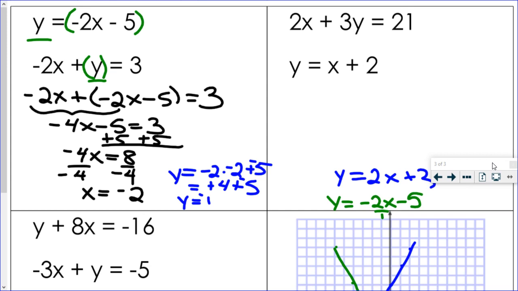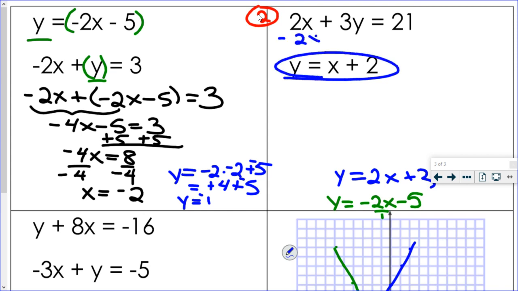Okay. Now, number 2 right here. Again, you could use substitution by substituting this in for my y and do the same thing we just did, or you could also use graphing. This bottom one is good to go. But for this one, I would start by minusing the 2x. Okay. And then I would get 3y equals negative 2x plus 21.